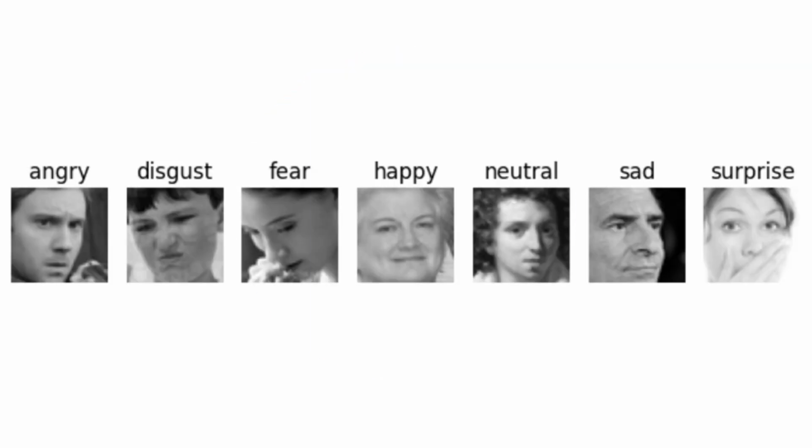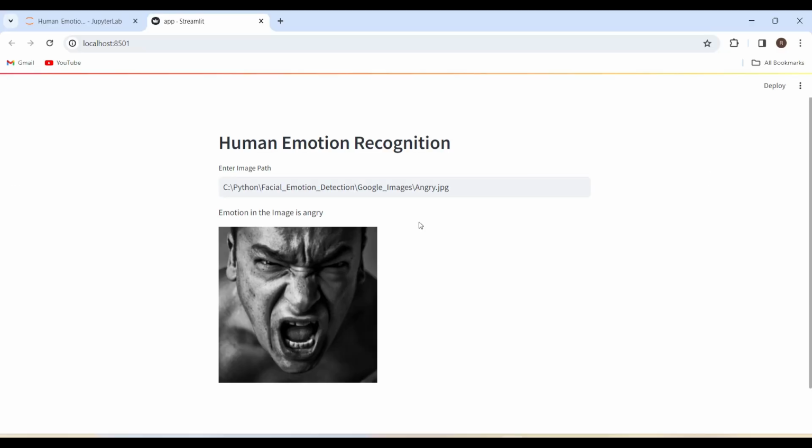In this video, I'm going to explain how to build a model to recognize human emotions from images. Let's dive into the demo first. So here is the final project, how it looks, human emotion recognition. Here it takes the path, and it is going to say the kind of emotion inside the image, and here we are displaying the image as well.